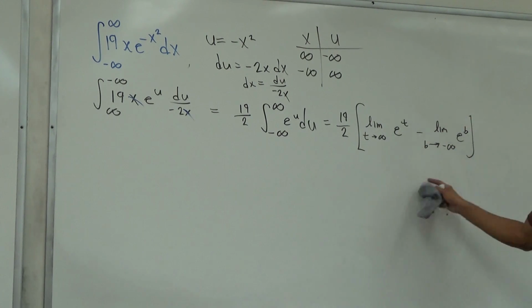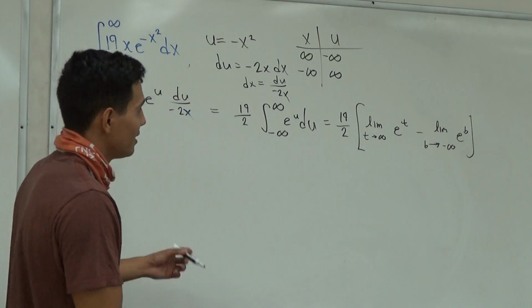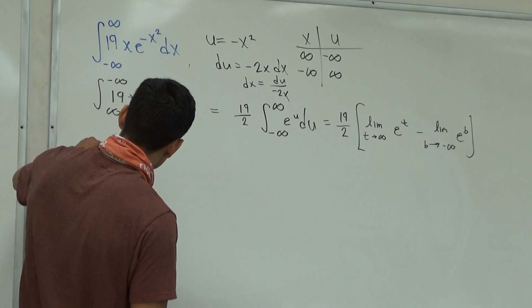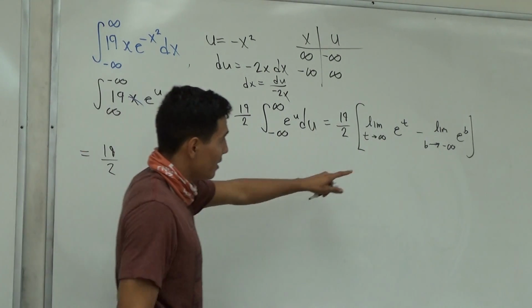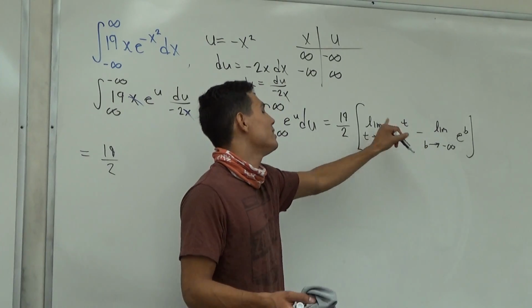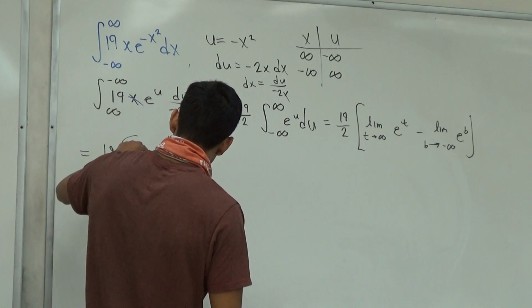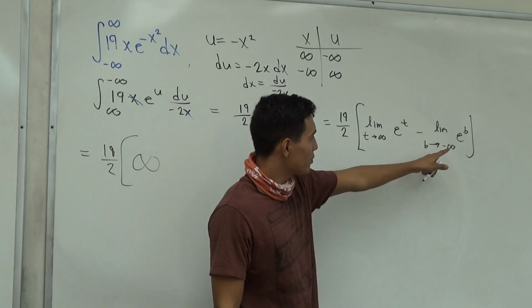Is that we are taking limits now. That's how you do improper integrals. And you should always end up with the limit to do, right? So now we get 19 over 2. And what's the limit of e to the t as t goes to infinity? Well, e to infinity is infinity. So we have infinity. And then how about this one?